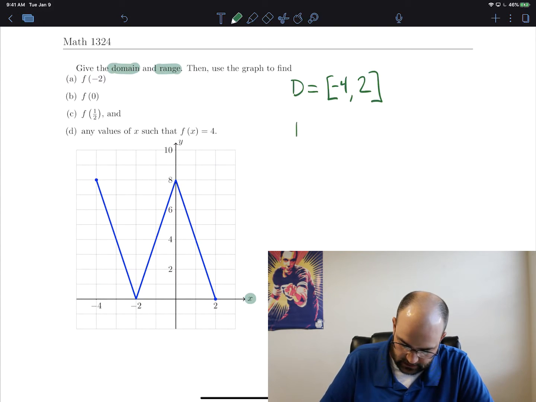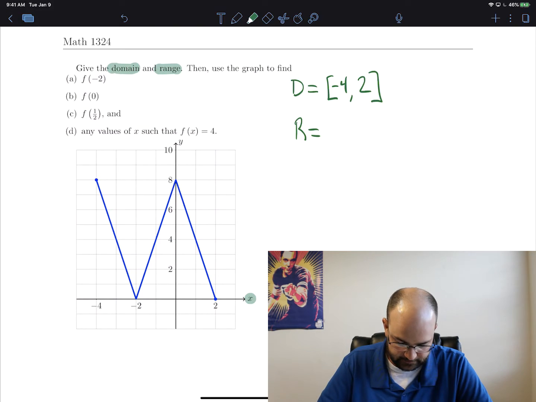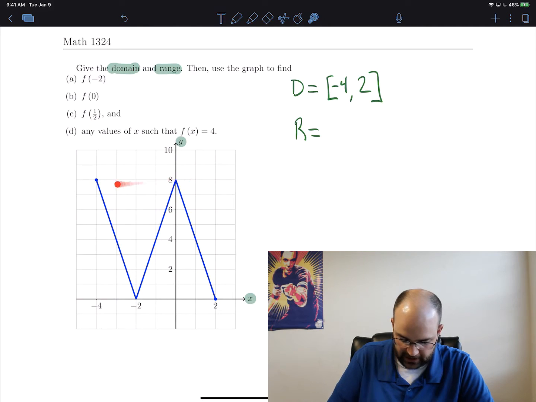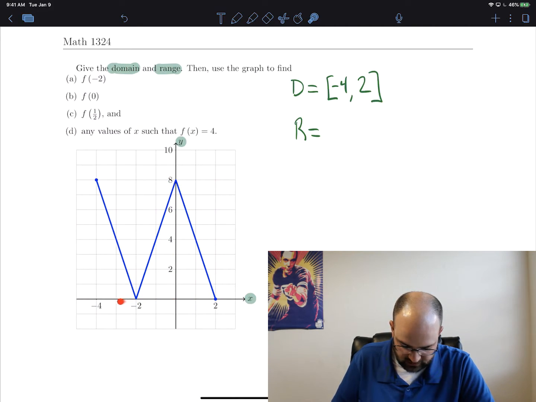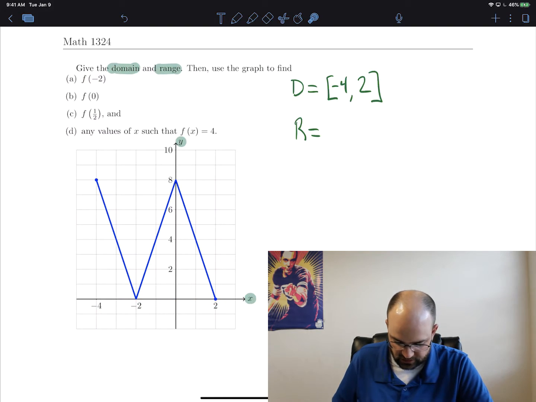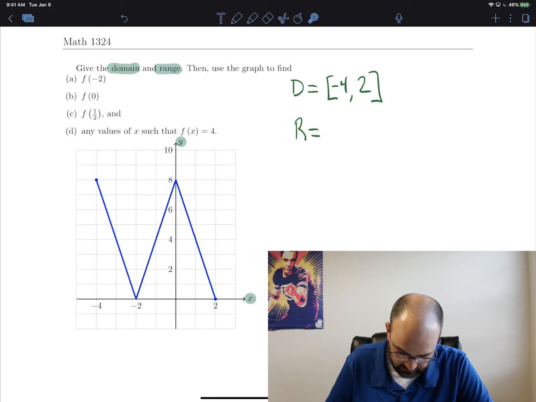Okay. As for the range, it's all about the y-axis this time. So looking at the y values, think horizontally here. Technically vertically, but we're looking horizontally. Notice that the lowest y value we'll ever reach will actually be on the x-axis. And what's that y value on the x-axis? Well, it's 0. So the lowest the y will ever be is 0.